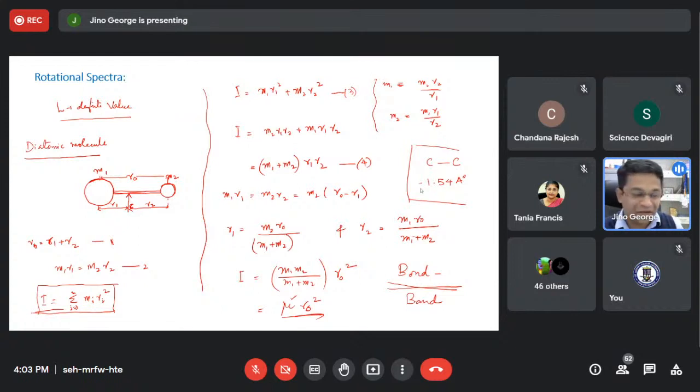So the meaning is that you are fixing the bond between the carbons, which is fixing the R between the carbon-carbon, right? And this value is 1.54.